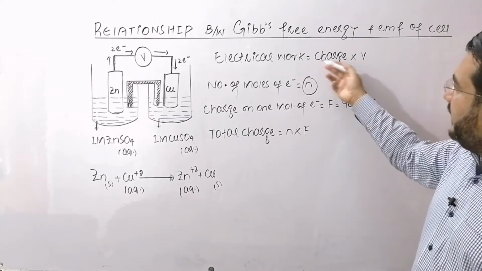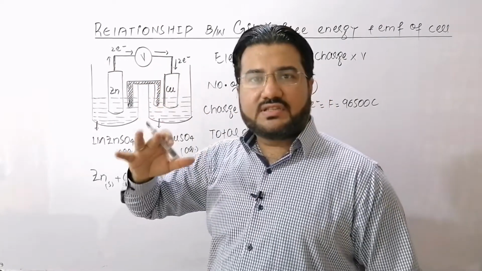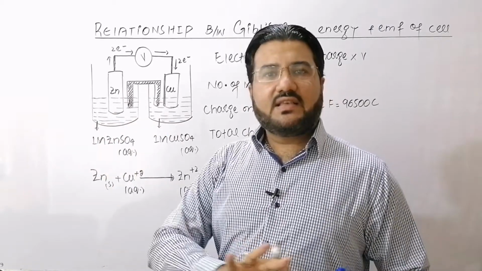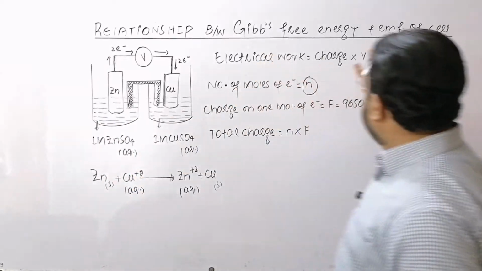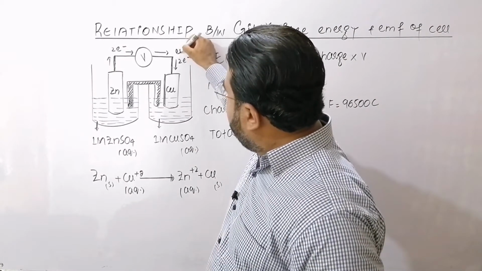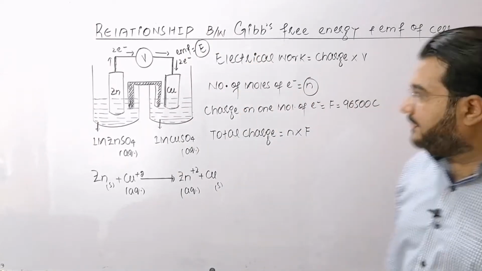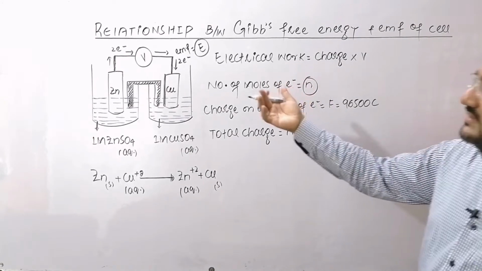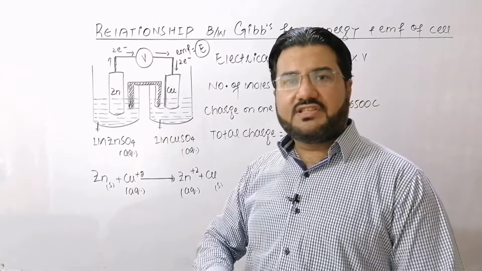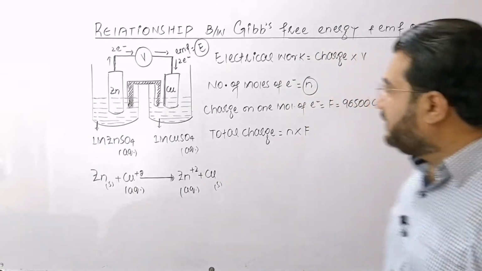So charge is equal to N into F, and when this charge moves from anode to cathode, there is a force that makes this charge move from the anode compartment to the cathode compartment. It is the pushing force actually, that is called the electromotive force or EMF. Now this EMF is shown with the letter E. So E is basically the volts produced by this electrochemical cell, or E is the electromotive force, which is the pushing force that pushes the electrons from the anode compartment to the cathode compartment.